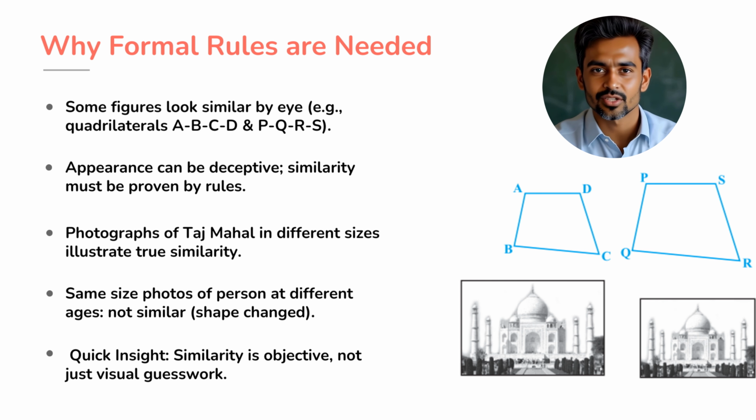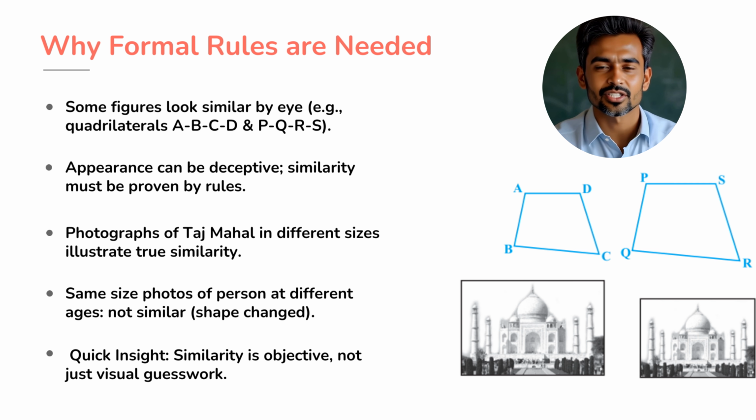Here's a simple way to understand this. Imagine two photographs of the Taj Mahal, one small, one large. The shapes are identical, just scaled. That is true similarity. But now, take photographs of the same person at different ages, even if the size is the same. The face changes shape, proportions shift. They are not similar because the form itself has changed.